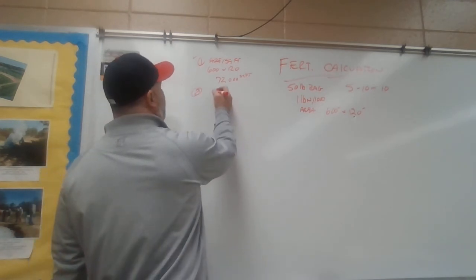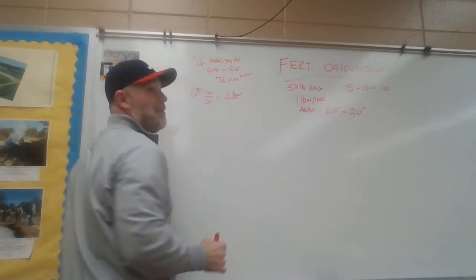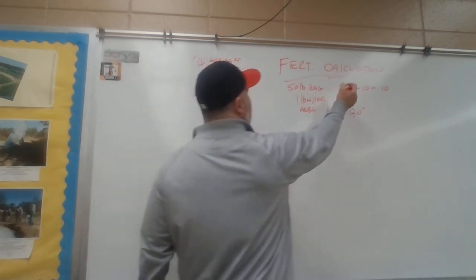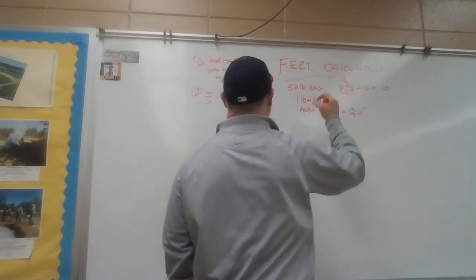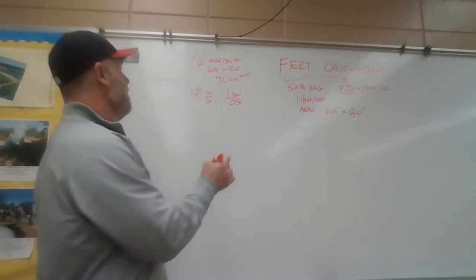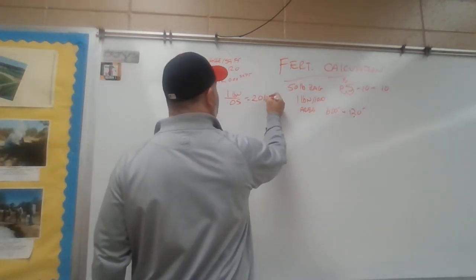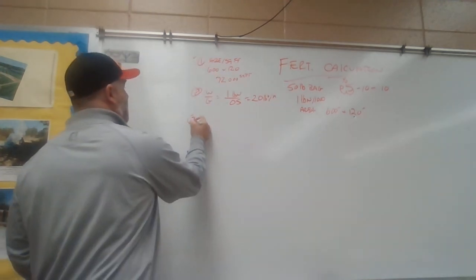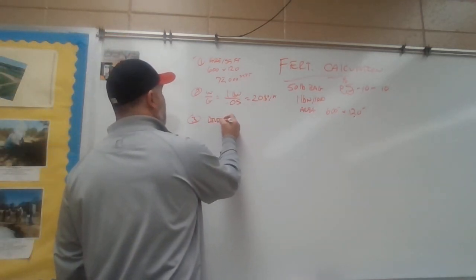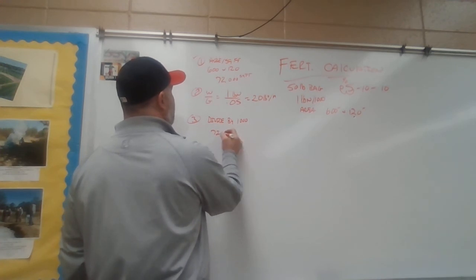Step two. One over got. I want 1 pound N. I have 0.05. Remember, percentage, so there's two decimal places. So I have 0.05. So 1 divided by 0.05 equals 20 pounds for that. Step three, divide by 1,000. What are we dividing by 1,000? The square footage.